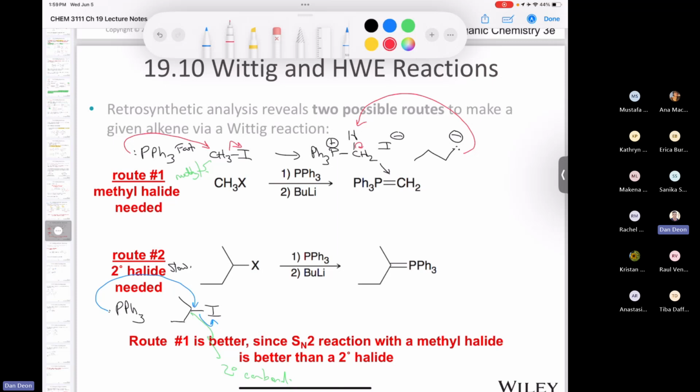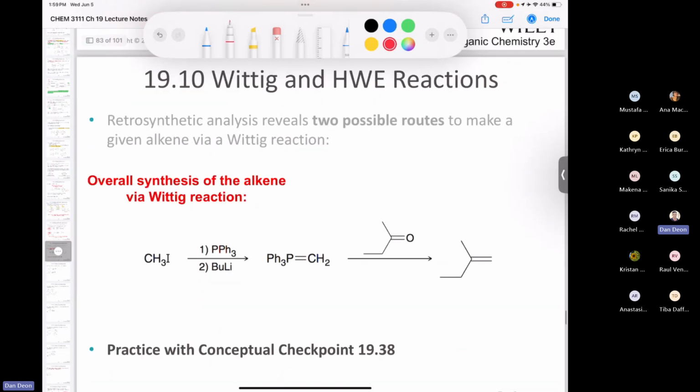You have to not only know how to do the Wittig reaction and draw an oxaphosphetane and the mechanism and everything, but you have to understand where the Wittig reagent comes from and how to make it. What's the best way to make it?